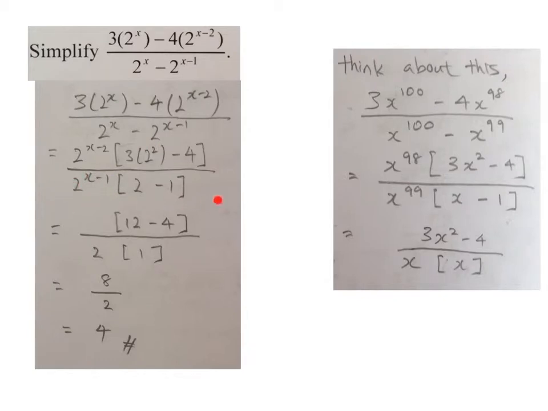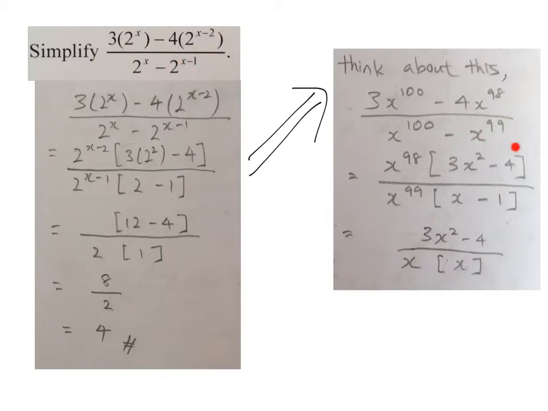Some of you might be lost at this particular step. Before we move on any further, I want you to look at this example first. Let's think about this. If I replace my 2 to the power of x with x to the power of 100, then 2 to the power of x minus 2 will be x to the power of 98. Again, 2 to the power of x will be x to the power of 100, and 2 to the power of x minus 1 is x to the power of 99.